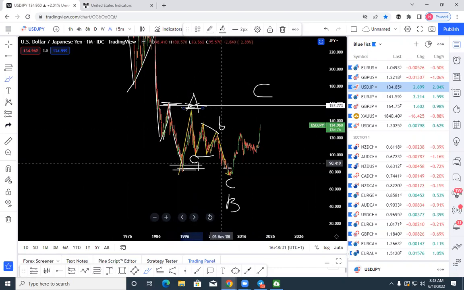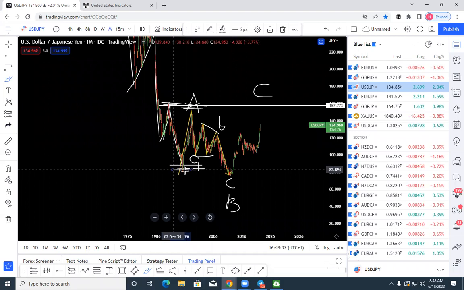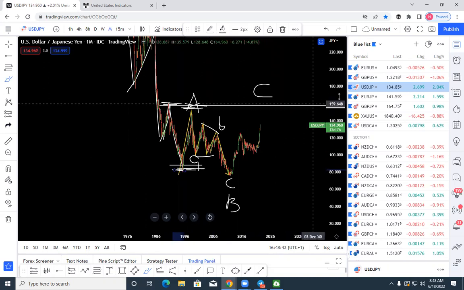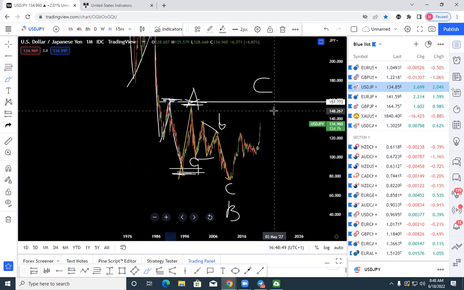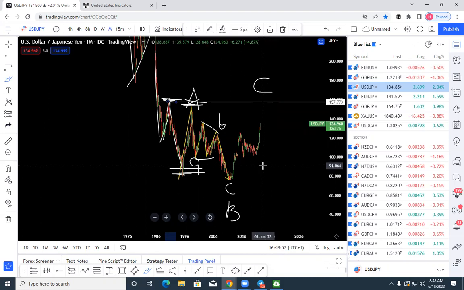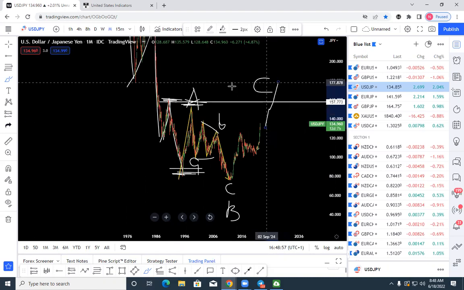Because the last wave C here of the B structure has broken the beginning of this A. So for that reason, I want my C to break this top. And by the time it breaks this top, it has fulfilled the rule I told you, that this reaction at the top must be broken. Okay? So do not expect to sell USD JPY. It's going to keep coming up until it breaks this top.